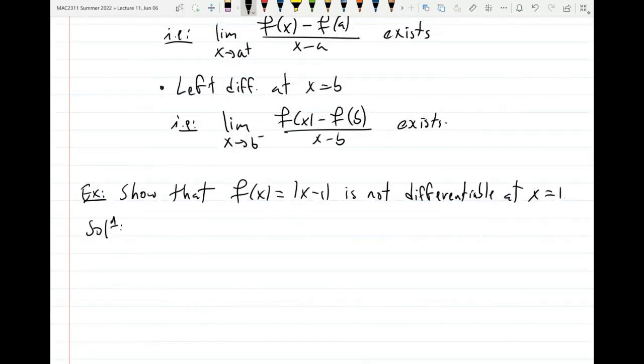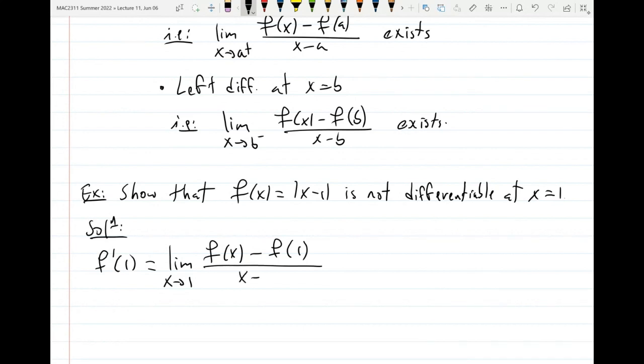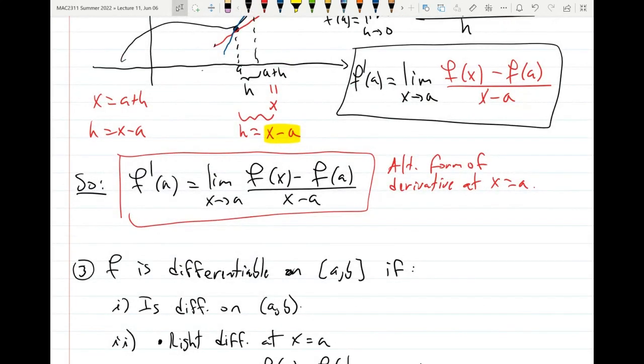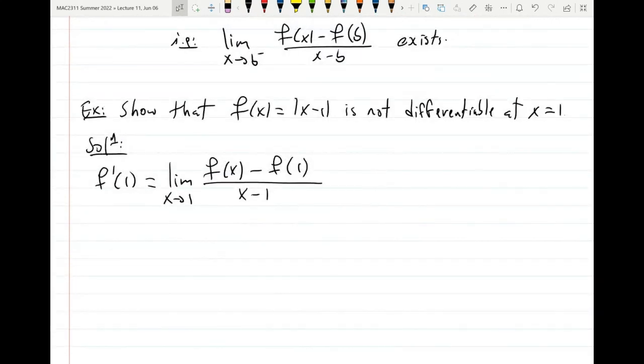Okay, so solution. I want to find f prime of 1, and I'm going to use the alternative form. This is the limit as x approaches 1 of f of x minus f of 1 over x minus 1. So that's this formula that we have here with a equals 1. It's way easier because we don't have to deal with this h. So when it comes time to plug in, it's actually pretty straightforward, but this is only valid when you're finding the derivative at a point, not in general, like we're doing here.